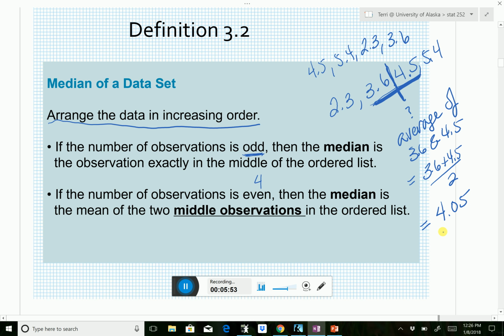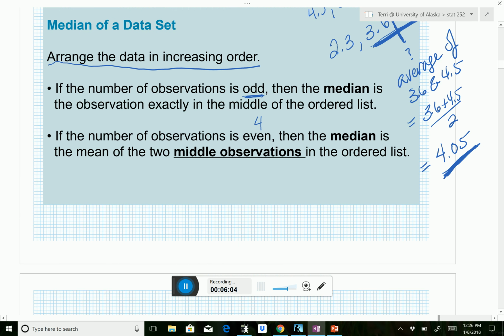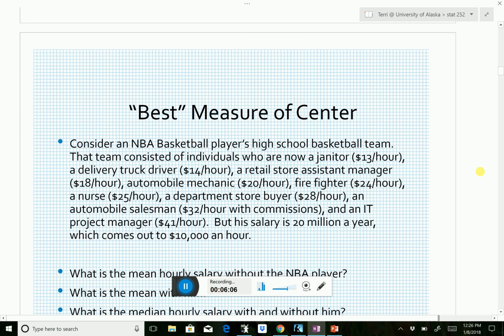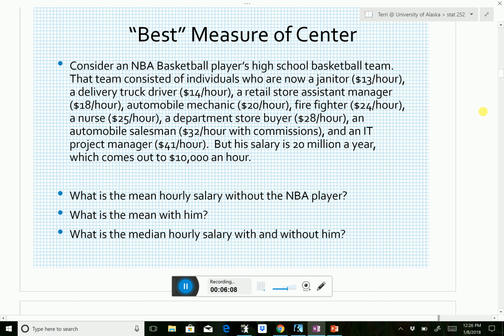So as you can see, the mean and the median are fairly close in this one. It was 3.95 and 4.05, so it's very, very similar. It's around 4. So let's talk a little bit about the best measures of center.